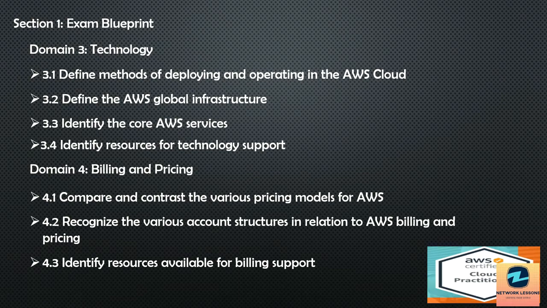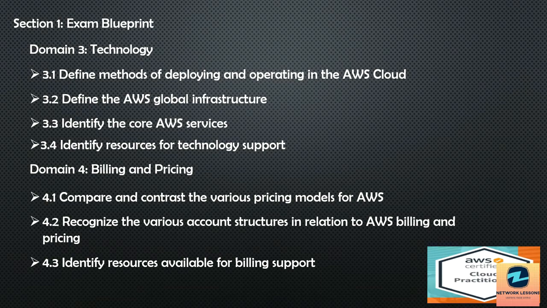Then the third domain or the module, you can say, is technology. So define methods of deploying and operating in the AWS cloud, and AWS global infrastructure. I'll walk you through the reach of AWS globally. Identify the core AWS services. Some of the services are placed at the core in AWS, so I'll tell you what those are. Identify resources for technology support.